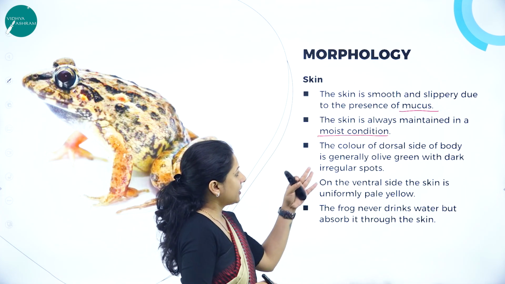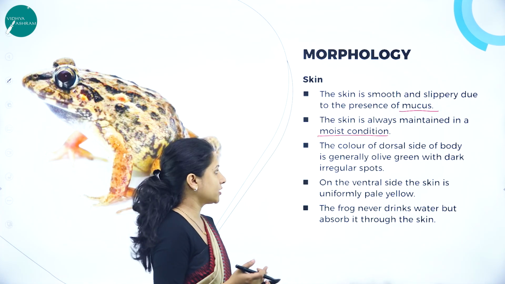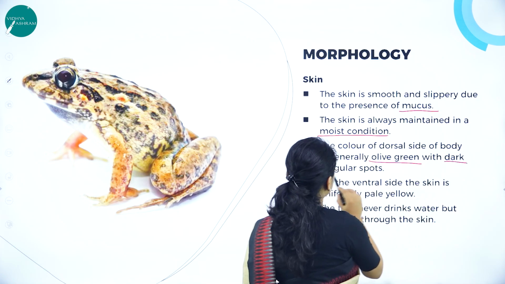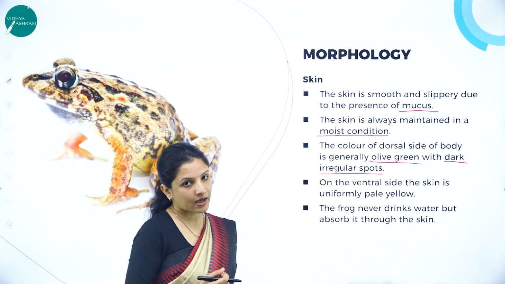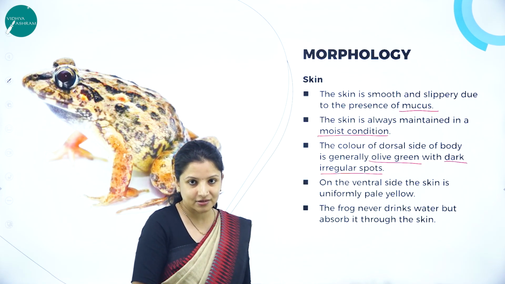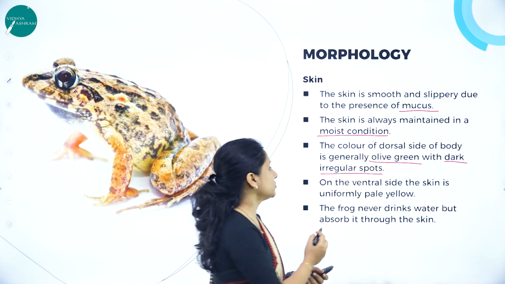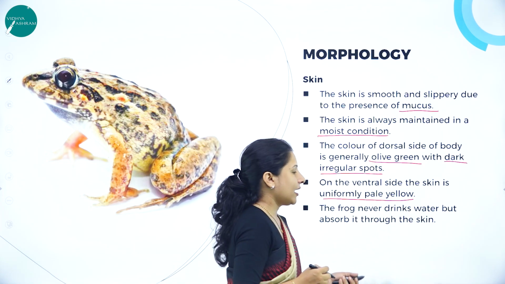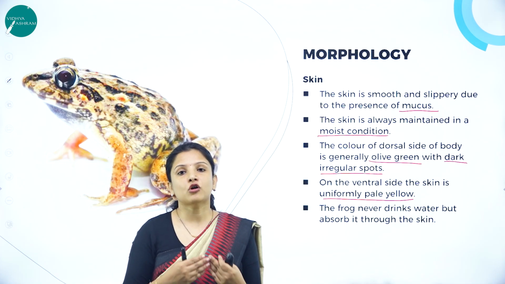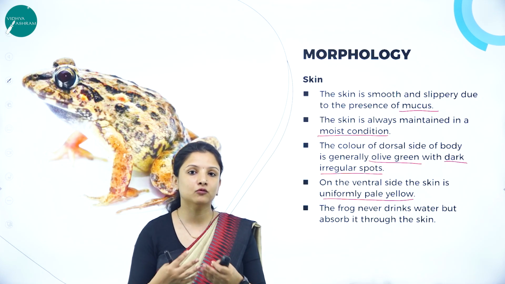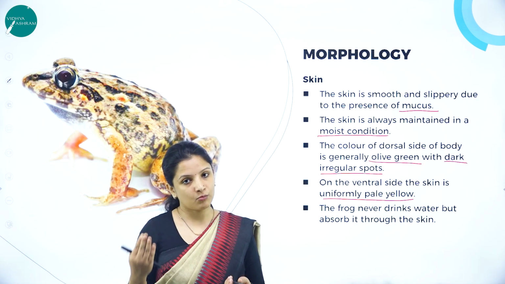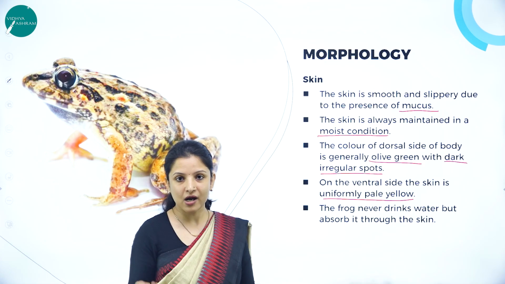And the color of the dorsal side of the body, that is the upper side of the body, is usually olive green in color, and they have dark irregular spots so that it can blend with the environment or habitat in which they are living. And on the ventral side, that is the lower surface of the body, it is uniformly pale yellow in color. And one of the main characteristic features of frog is they use their skin for absorbing moisture. Though the frogs live in water, they do not drink water directly. Instead, the skin absorbs the moisture or the water. So that is how the frog hydrates itself.